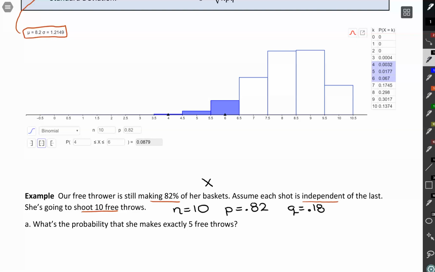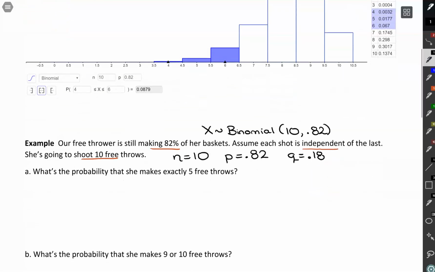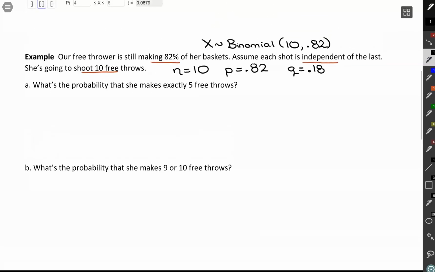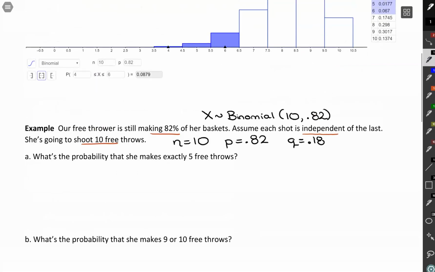So I could say x, which in this case would represent the number of free throws that she makes, is defined by a binomial model where we have 10 trials and a 0.82 probability of success. Those two pieces there will define how our probabilities spread out. So from here, we start calculating probabilities, and we can even look at the wording like probability that she makes 5, probability she makes 9 or 10, looking at this probability of seeing a certain number of successes coming through.